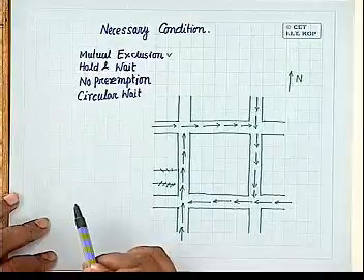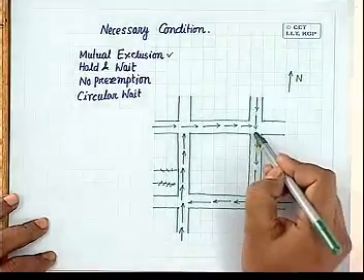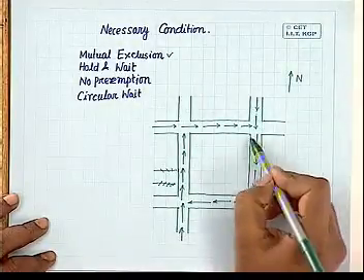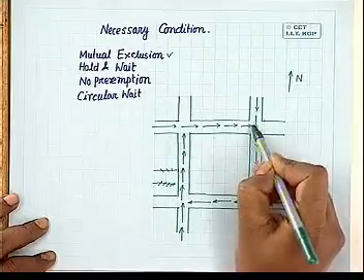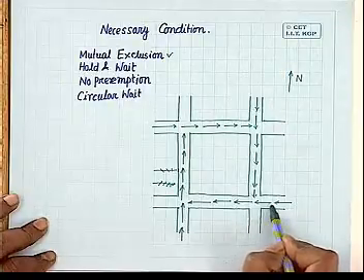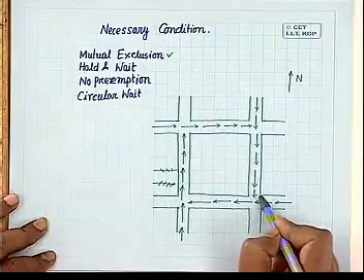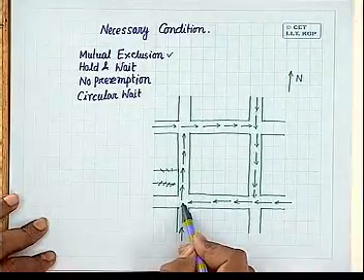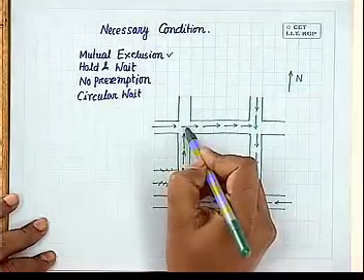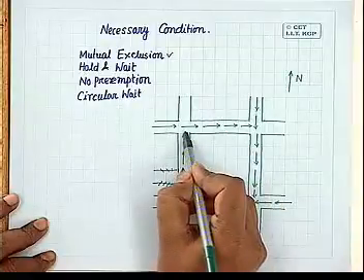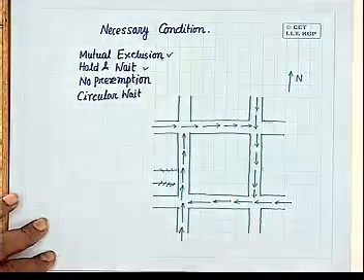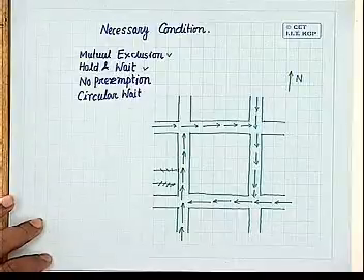Whether the next condition, that is hold and wait, is also true. You find that if I consider traffic in any direction, suppose the traffic moving in the south direction, this is holding this junction and waiting for this junction to be free. Similarly, the traffic moving in the west direction is holding this junction and waiting for this junction to be free. Traffic moving in this direction is holding this junction, waiting for this junction to be free. Similarly, the traffic moving in this direction is holding this junction and waiting for this junction to be free. So this hold and wait condition is also true in this example.